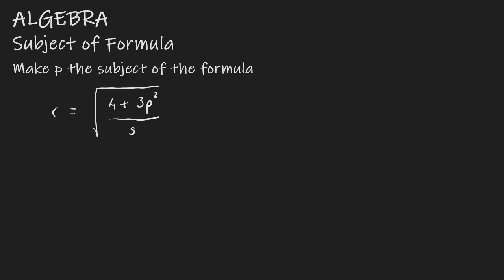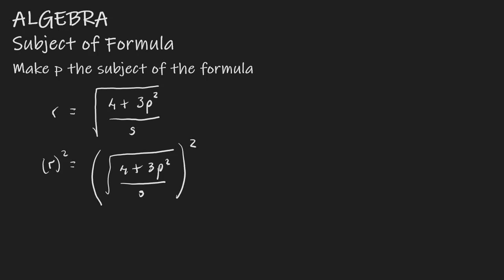In order for me to get it there, I need to first remove the square root operation being done on the fraction (4 plus 3p squared) on s. Well, the opposite operation of a square root is squared. Since I will be squaring the right-hand side of the equation, I must also square the left-hand side. So I get r squared is equal to, and I will be squaring the square root of (4 plus 3p squared) over s, squared. I end up with r squared is equal to (4 plus 3p squared) over s.